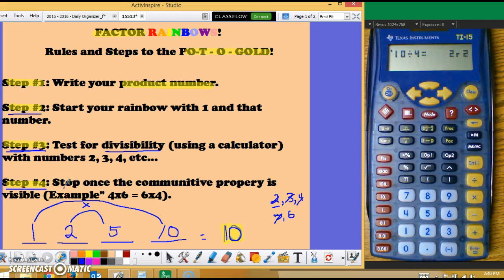The biggest question is always, when do I stop testing for divisibility? The way I know when to stop is once I've hit the commutative property. Well, I've hit the number 5. But I don't have to put 5 back into my rainbow because I already have stated that 2 and 5 are factors. The commutative property also tells me that 5 times 2 would get you the same exact answer of 10. So I'm done. I follow these 4 quick steps, and I've reached all of my factors of 10, which are 1, 2, 5, and 10. Let's do one more example.